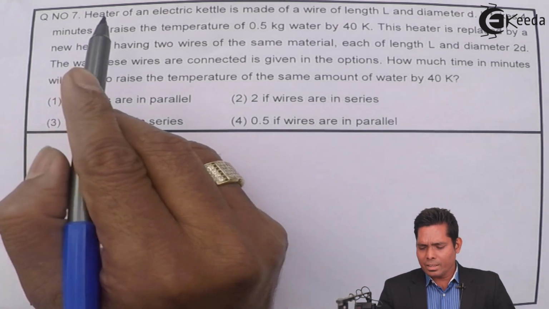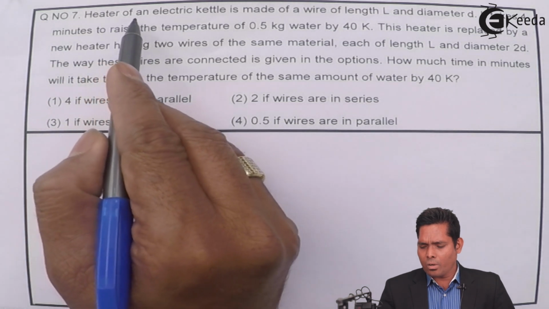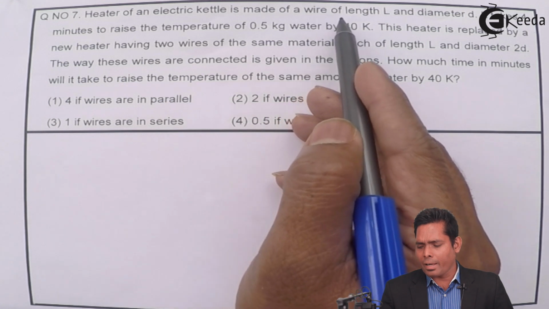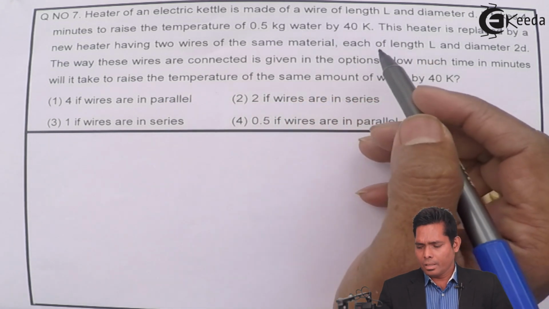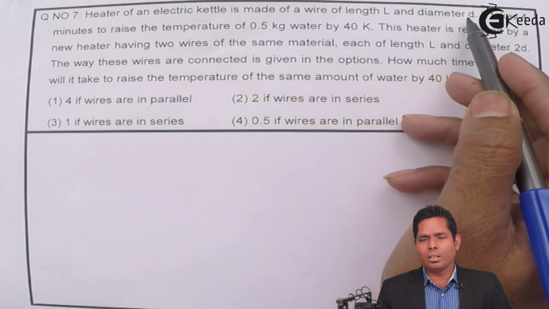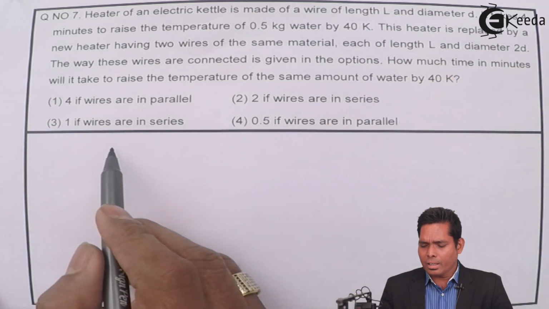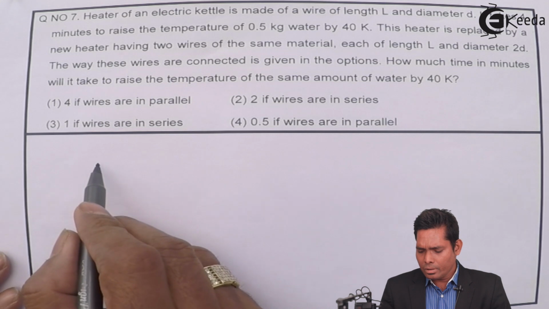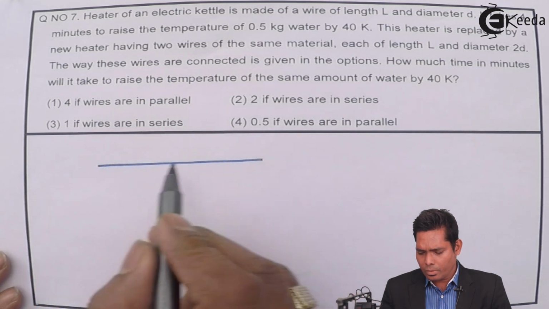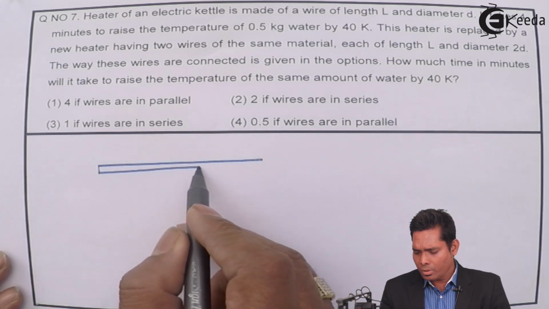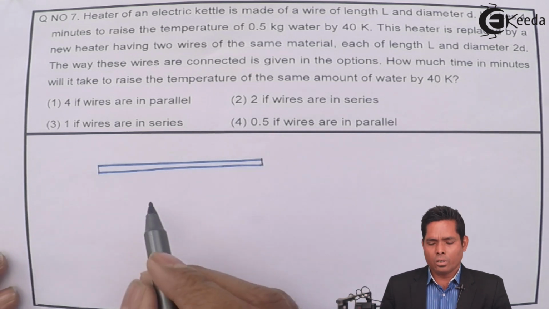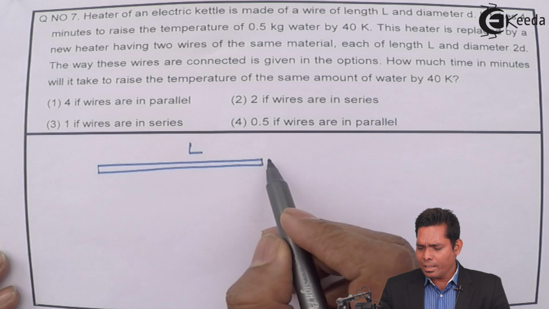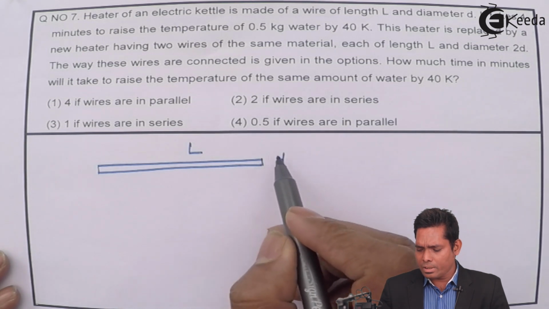The question says the heater of an electric kettle is made up of a wire of length L and diameter D. So there is a kettle which is made up of a wire of length L. Suppose this is the wire whose length is L and its diameter is D.